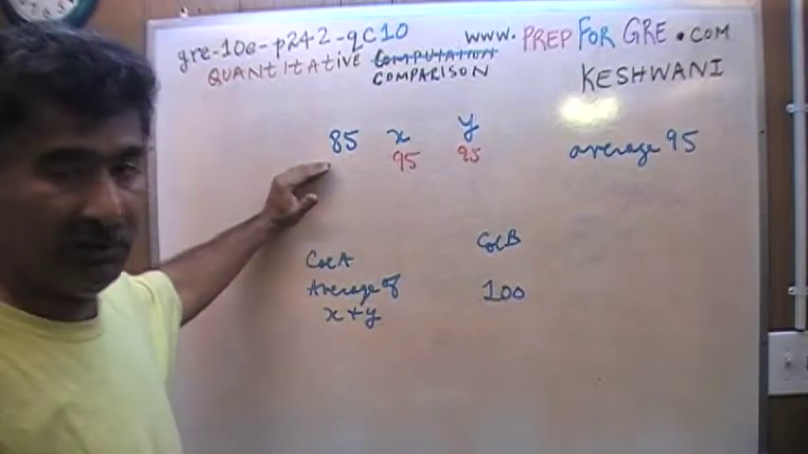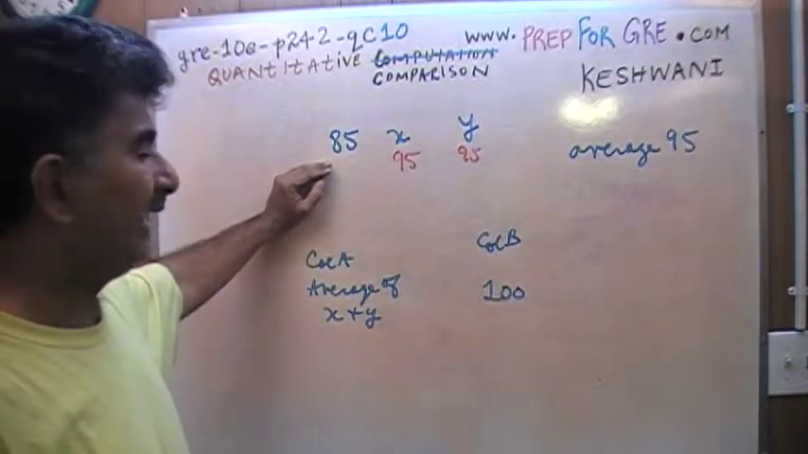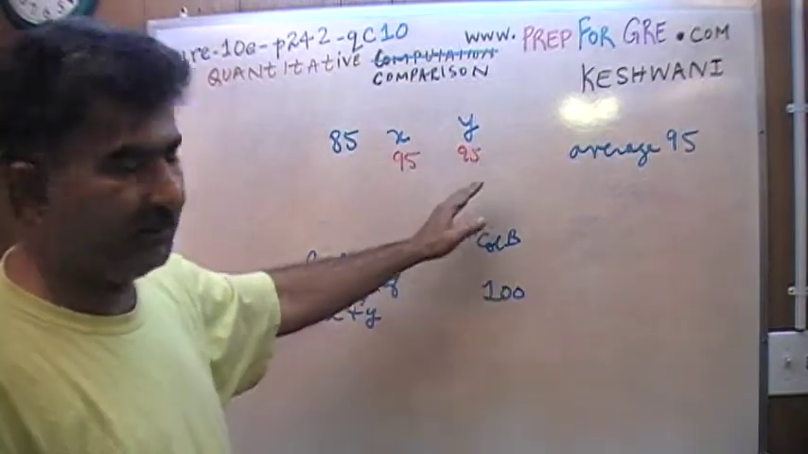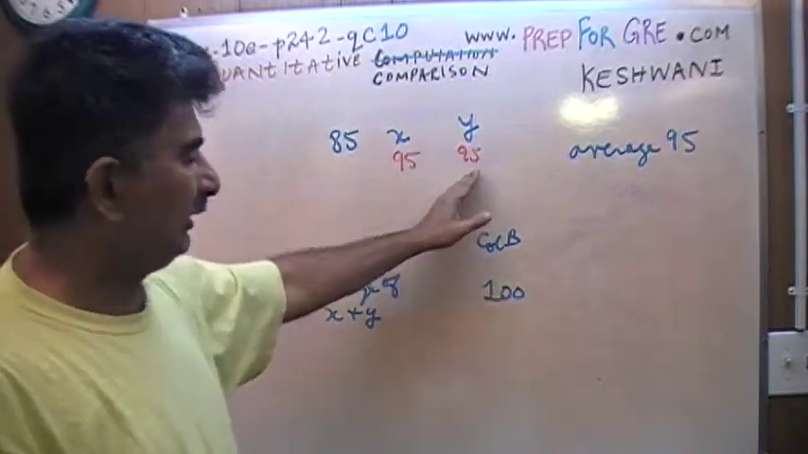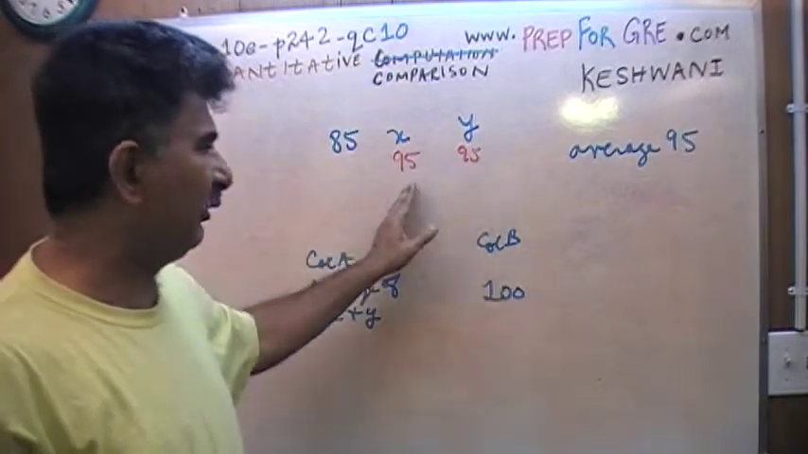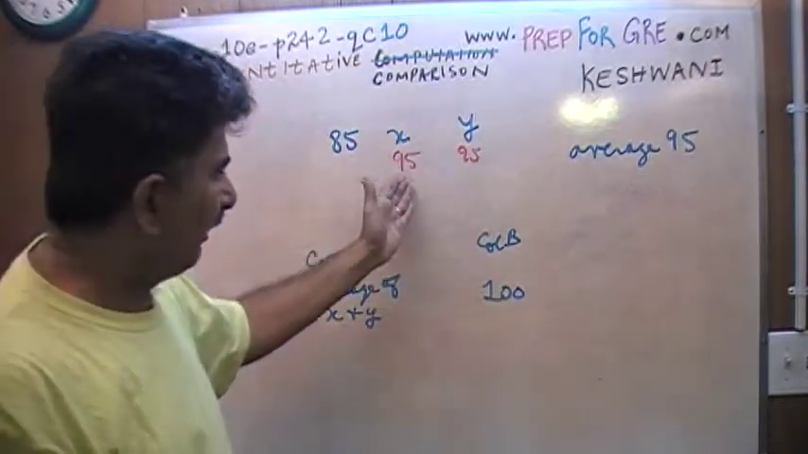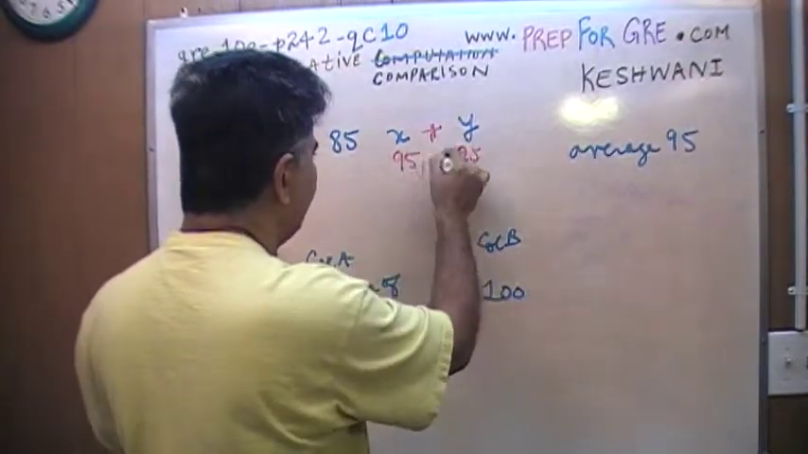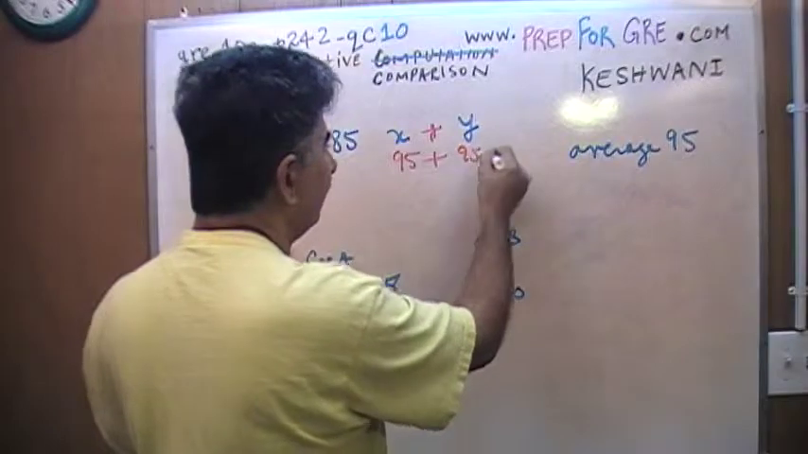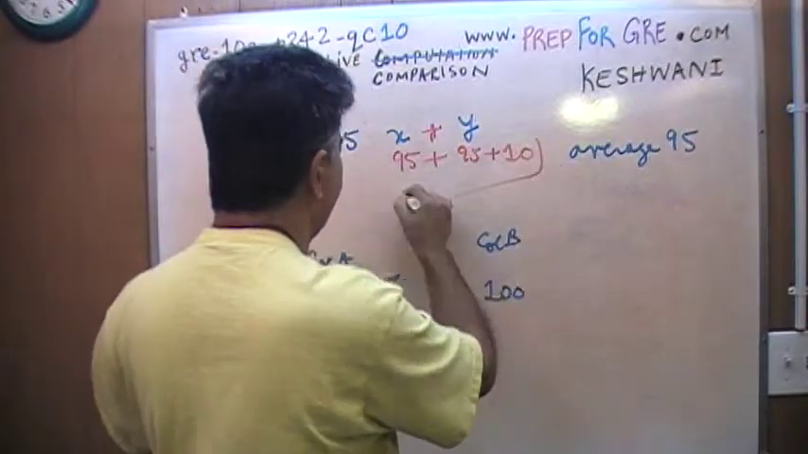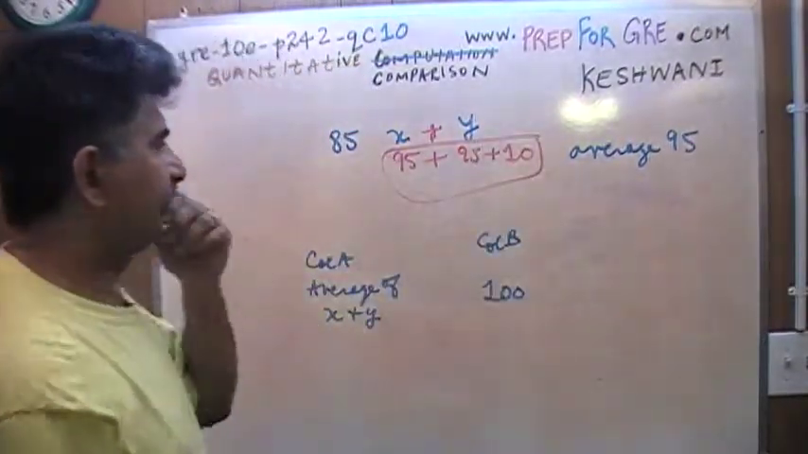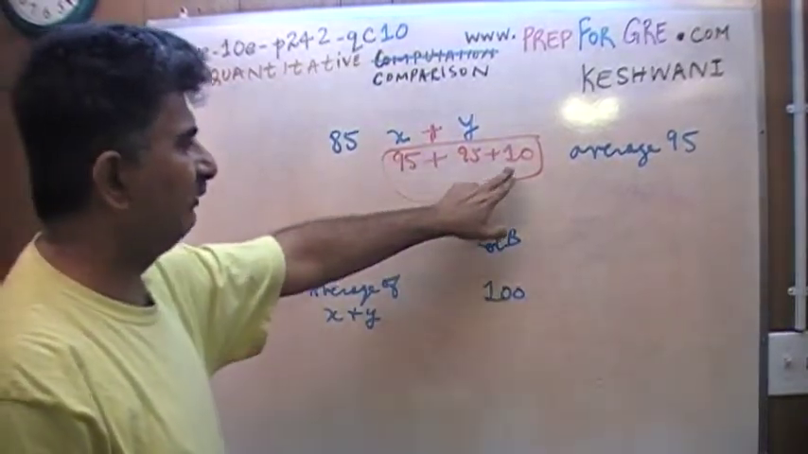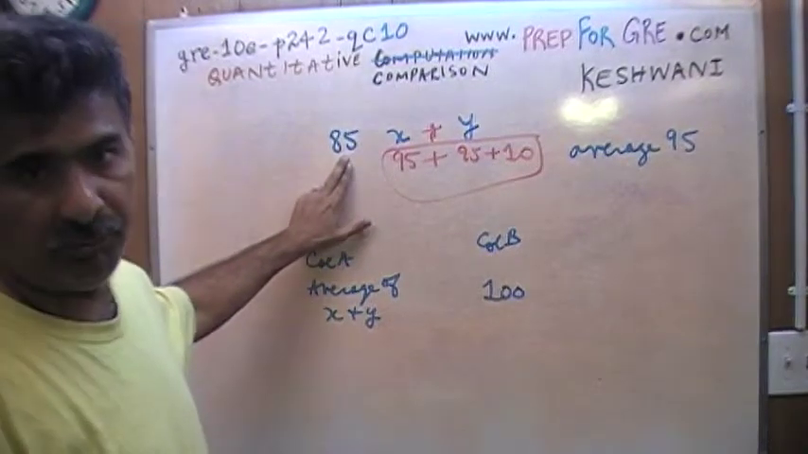But I'm already told that this is 85, which means that the extra 10 that we need has to come from these two guys. It doesn't matter how I split the 10, whether I give this guy 10 units, or whether I give him 10 units, or whether I split 1 and 9 or 2 and 8, it makes no difference. Among these two here, the sum of X and Y has to be 95 plus 95 plus 10. That's all. That's what you have to understand. The sum of X and Y has to be 95 plus 95 plus 10, because this guy is 10 short.